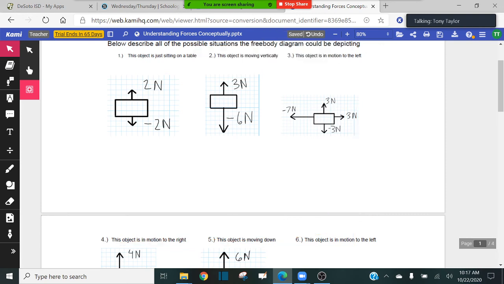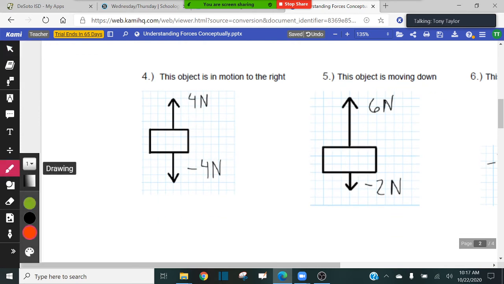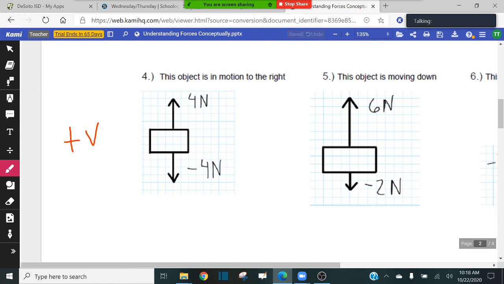Okay. Looking at number four is actually an easy one. Number four tells us this object is moving to the right. So if we're moving to the right, that must mean we have a positive velocity. And the sum of the forces here is equal to zero. So guys, clearly we have a situation where our forces are balanced. So the sum of all the forces equals zero.